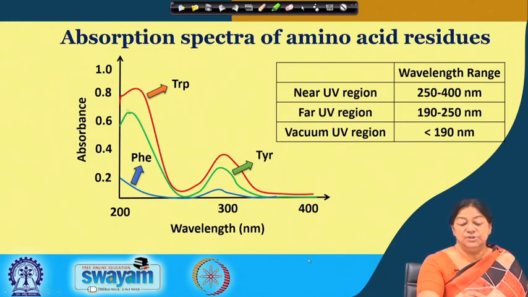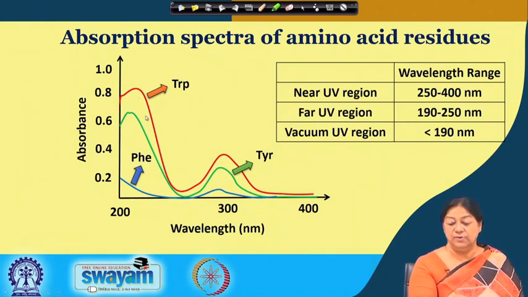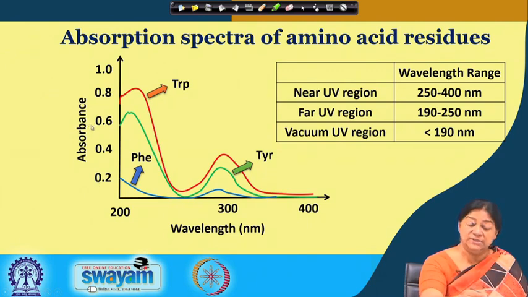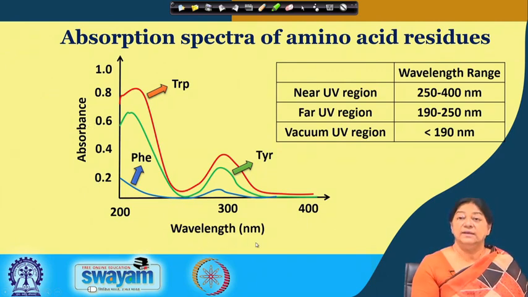This is the absorption spectra of amino acid residues. You can see that we have tryptophan given in red, tyrosine in green and phenylalanine in blue. And what do we see? We see the absorbance value here that does not have any units, and the wavelength in nanometers.